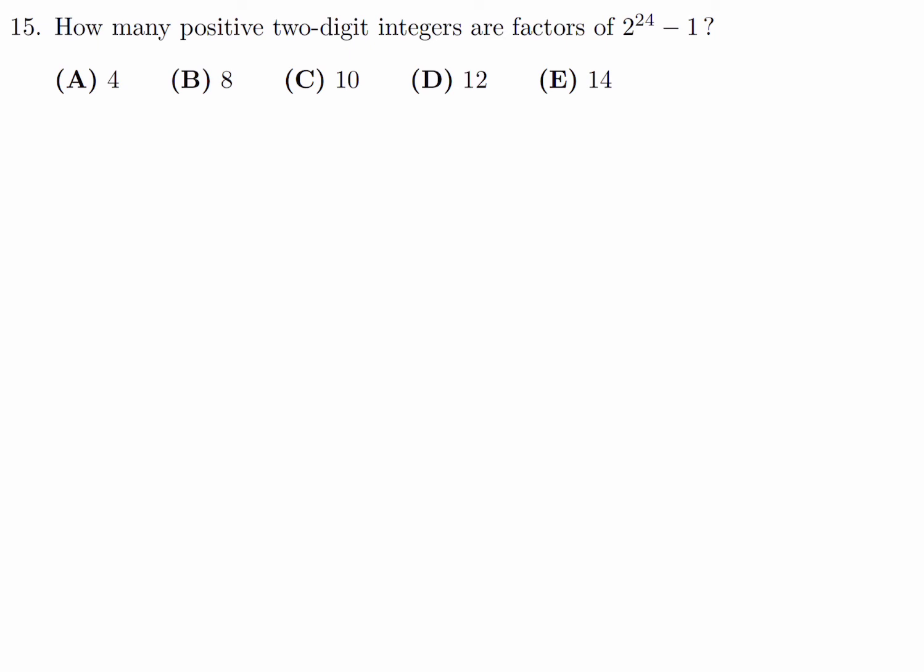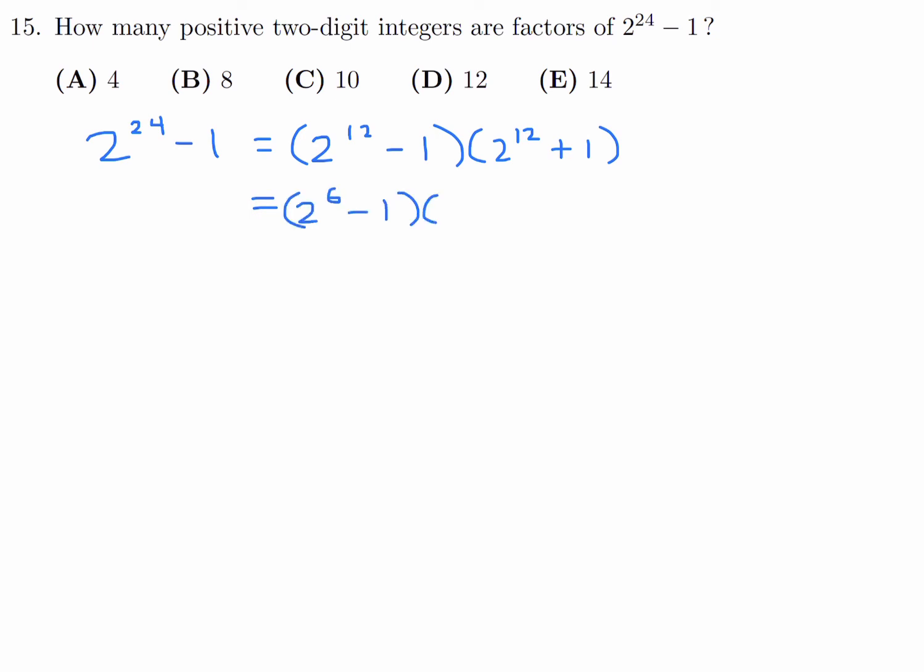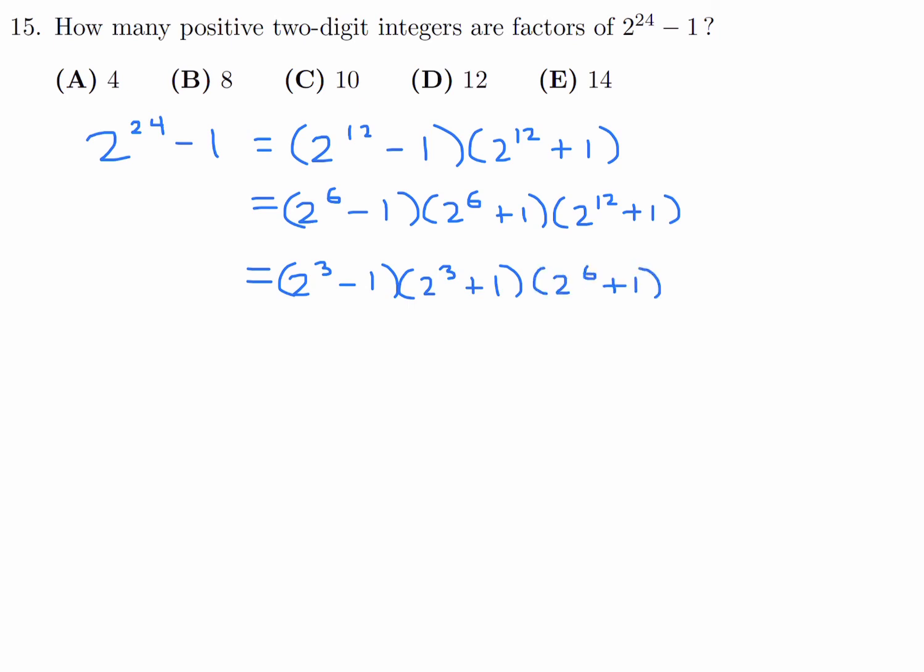How many positive two-digit integers are factors of 2 to the 24 minus 1? 2 to the 24 minus 1. We can factor this as 2 to the 12 minus 1 times 2 to the power of 12 plus 1. Now this one we probably can't do much with, so we will just continue with this guy here. This one, of course, I can factor a little bit more: 2 to the power of 6 minus 1 times 2 to the power of 6 plus 1. And then this one we leave alone. This one I think I can factor: 2 to the 3 minus 1, 2 to the 3 plus 1. And I think at this point we are done with this system of factoring.